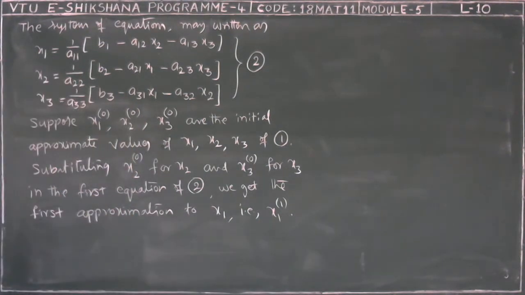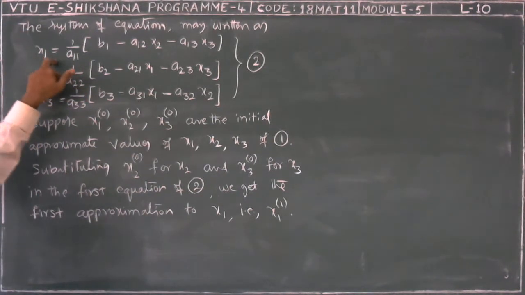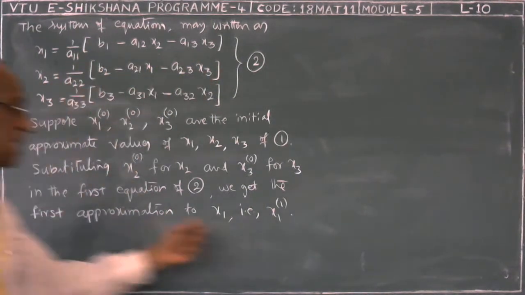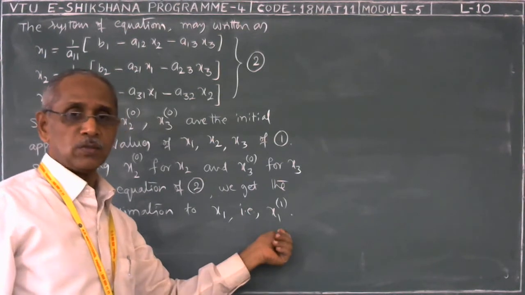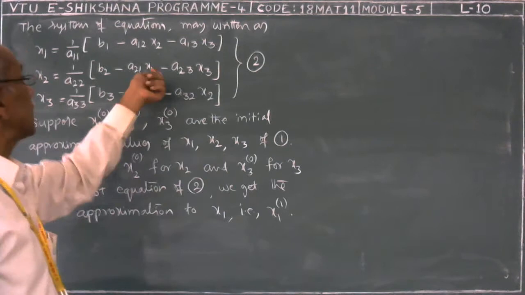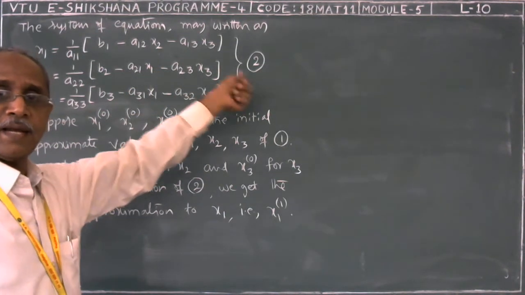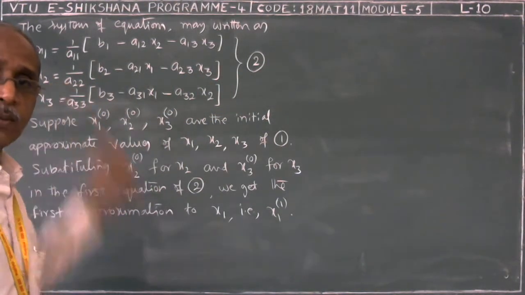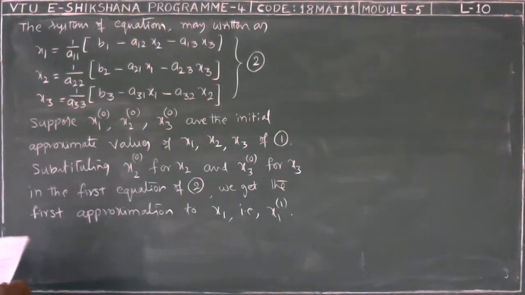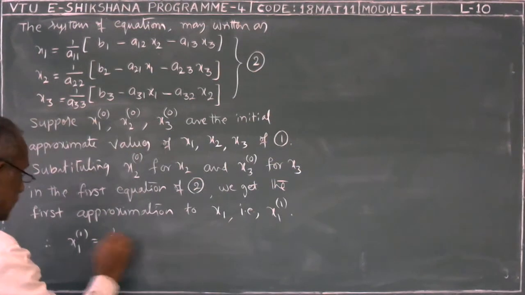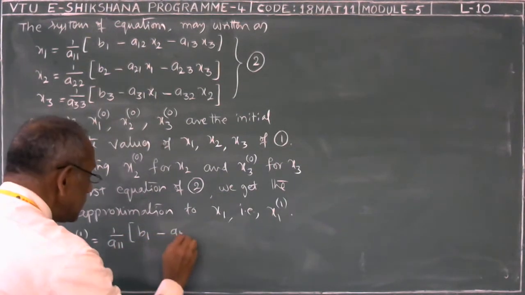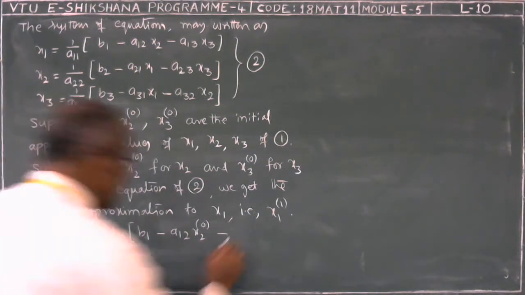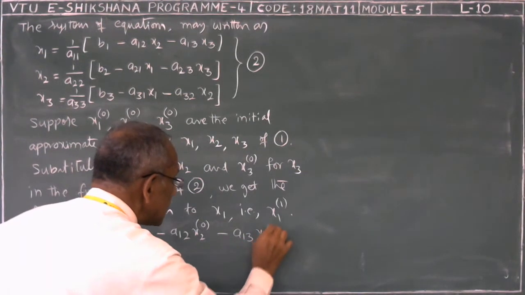Now we have obtained the first approximation from the first equation of the set 2, and its value is x1(1). The expression for this is 1 by a11 into b1 minus a12 x2(0) minus a13 x3(0). Now in the second equation, we have to replace x1 by x1(1), not x1(0).